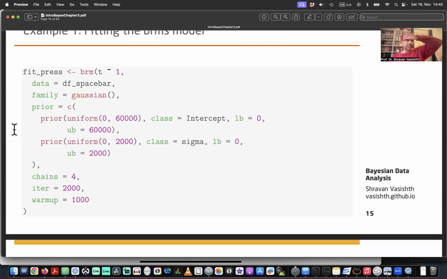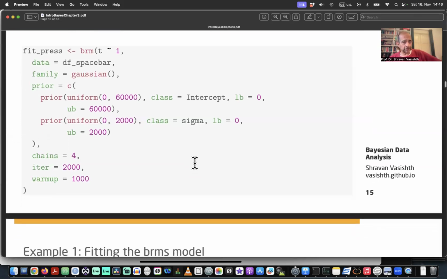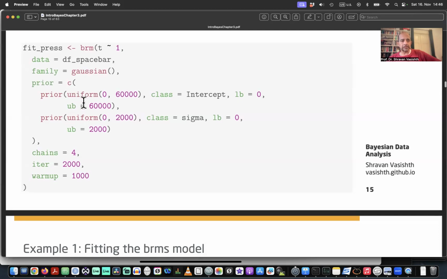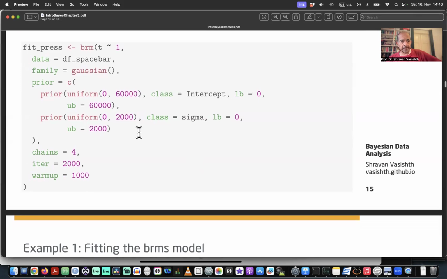And the reason for that, if I remember correctly, is that the Hamiltonian Monte Carlo sampler has to be told explicitly not to look beyond 0 and beyond 60,000 for the intercept when it's trying to do sampling. So it should never start with a random value beyond that range, and it should not go into that range for sampling at all. I think that's probably the reason. I've forgotten the exact reason. This is the BRMS specific specification. In Stan, we won't encounter this syntax. This is just for BRMS. So in any case, we have defined the priors now.